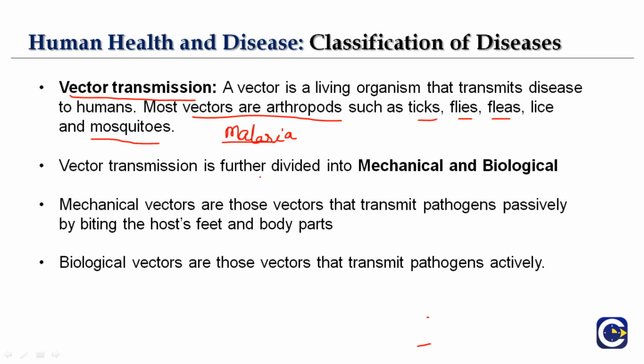Vector transmission is further divided into mechanical and biological. So what is mechanical? Mechanical vectors are those that transmit pathogens passively by biting the host's feet or body parts. So unless and until they bite, you don't get the transmission. Okay, they require a bite. And when I say biological vectors, they transmit the pathogens actively. Can you see the difference here?